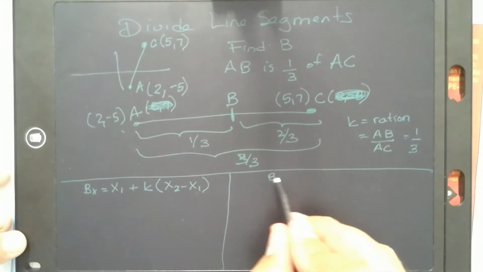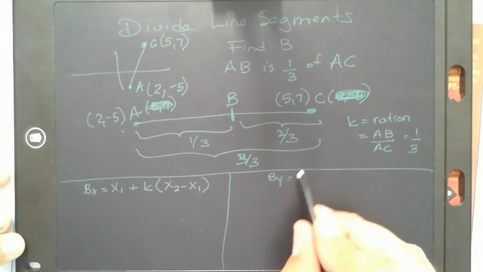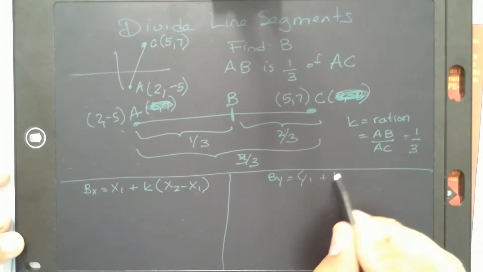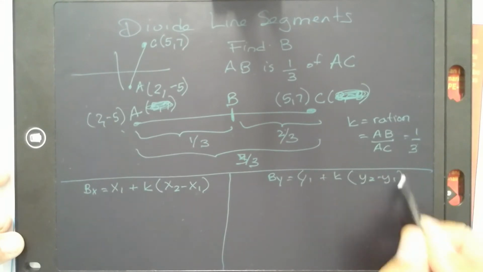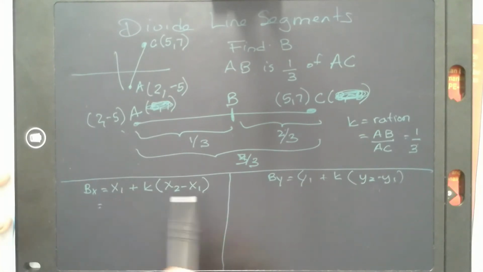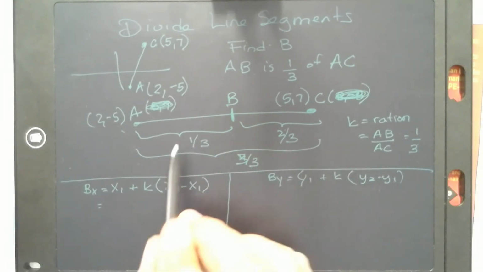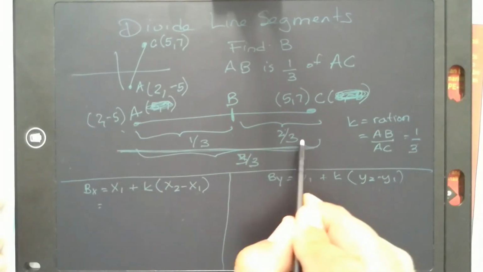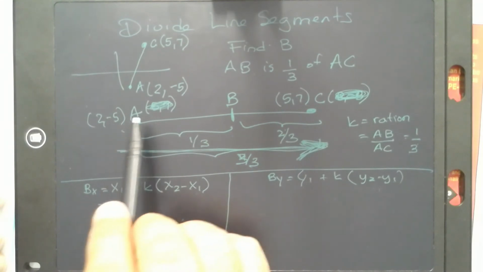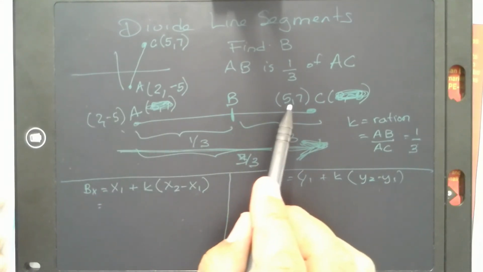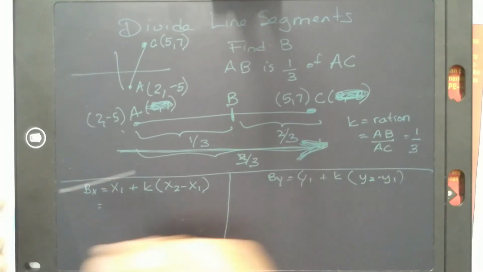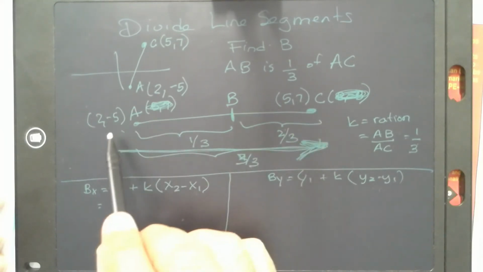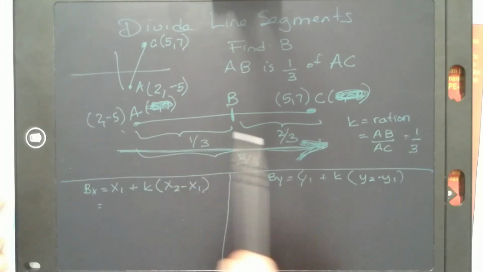The next one is B of y, the y coordinate of point B. It's the same concept: y1 plus k times y2 minus y1. Now this is important to understand. When you look at x1 and x2, remember when you're doing the slope formula, it doesn't really matter which one is x1 or y1. In this case it does. If we're going in this direction, this would be your x1, y1, and this would be your x2, y2. If we're going the other way, this will be your x1, y1, and this will be your x2, y2. That's the only thing you have to be worried about.